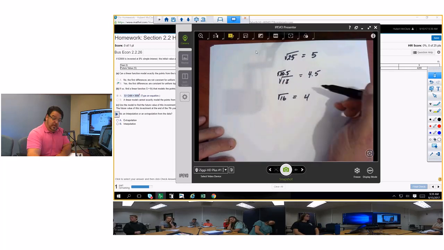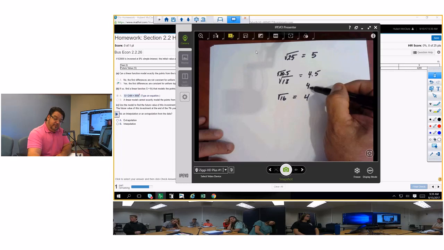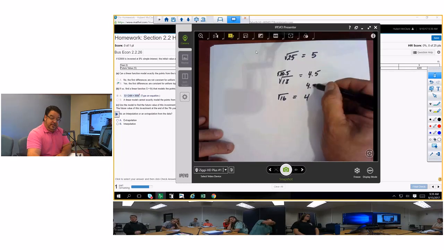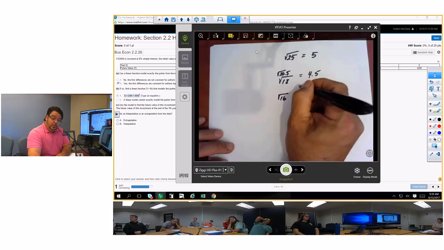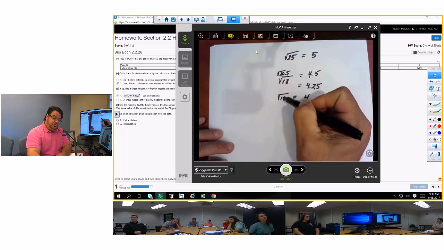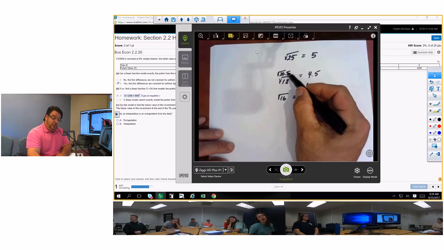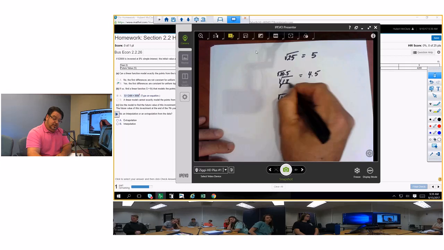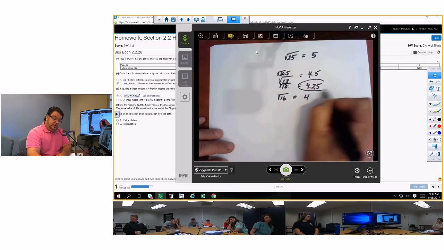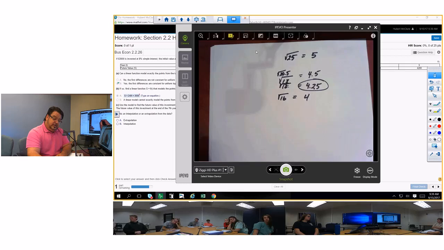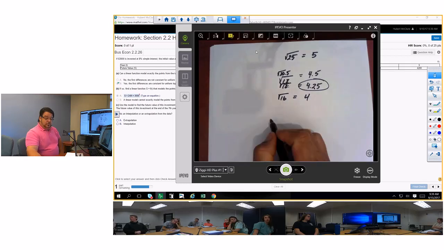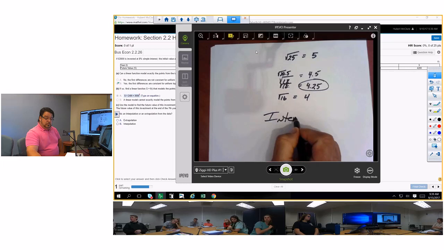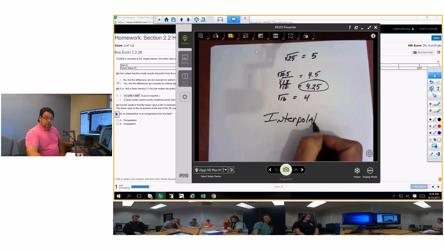And I'll get the middle again. 4.25. What's the difference between 4 and 4.50? 4.25. So 16 to 20 is what? 4. Half of 4 is 2. 2 added on to the square root of 16 is the square root of 18. So the square root of 18 is around 4.25 or 4.3. That's called interpolation. Interpolation is taking half of the half of the half of the half.